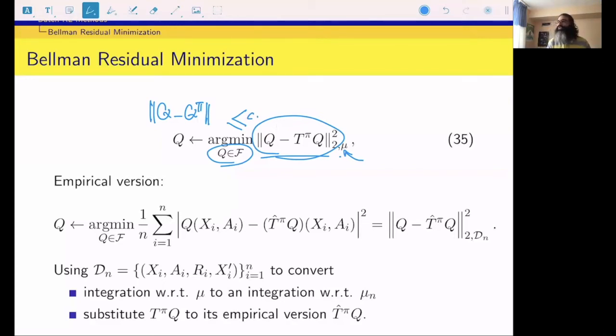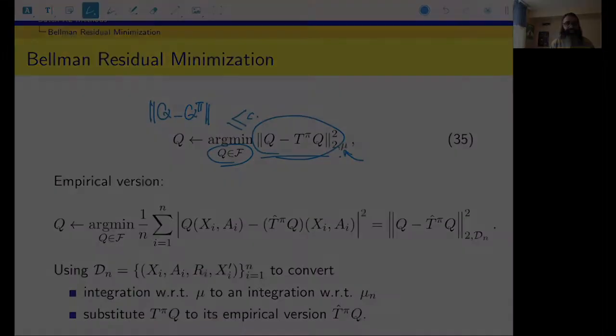Now what we want to do is find a kind of empirical version of it. So that's a good question. No, I did not upload these slides. Maybe I can upload it if that's okay.